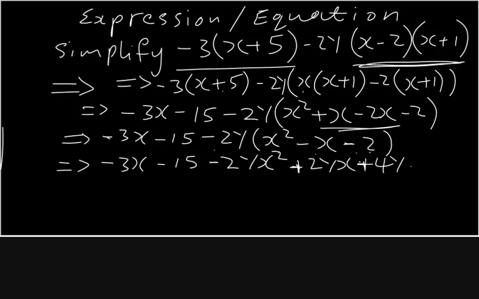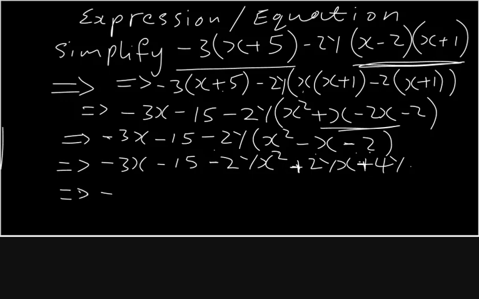So from this point now, what are you going to do next? What I'm going to do next is to check, are there like terms? What are the like terms here? The things that have x, 2yx and 3x, are they the same? They are not like terms. 2yx squared and 2yx, they are not like terms. 4y and 15 are not like terms. So we have to give our answer.